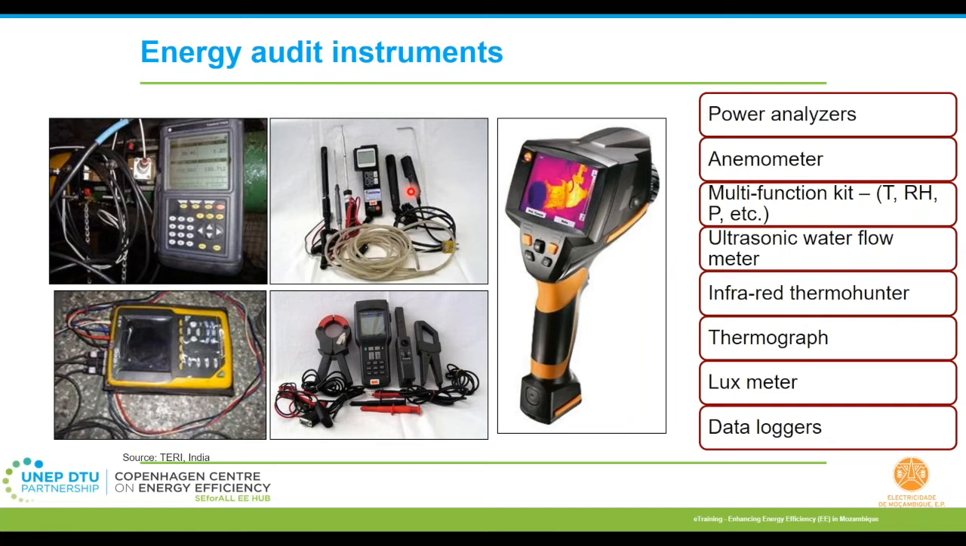And then you have the thermograph, which is used to identify leakage detections and the health of the insulation of chilled water lines or the steam lines. Then, of course, you also have the lux meter, which is used for measuring the lux levels at different areas for lighting purposes. So you have different instruments for different purposes and parameters to be measured.